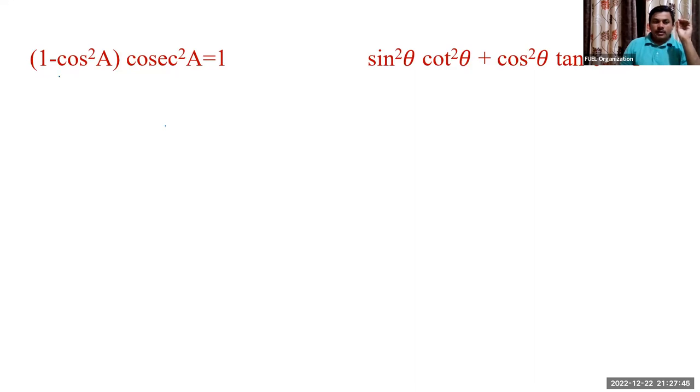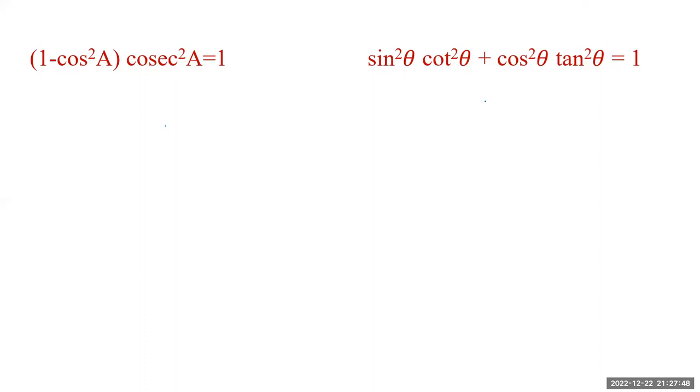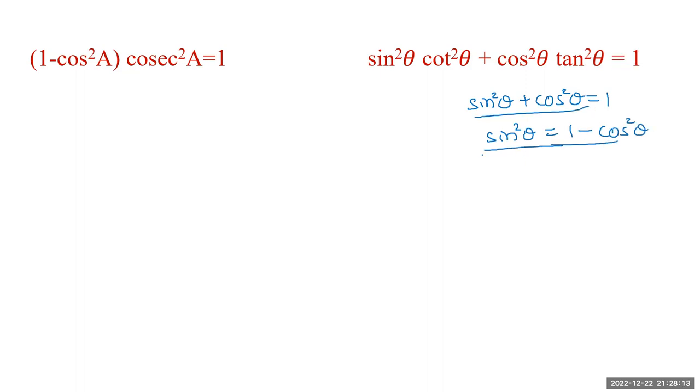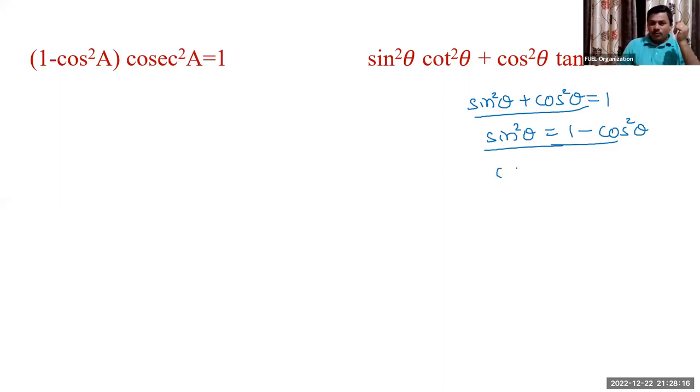1 minus cos square theta, you can write it as sine square theta. Very good. So we have studied the identity sine square theta plus cos square theta is equal to 1. If you want only sine square theta, shift cos square theta to the right hand side, you get 1 minus cos square theta. And if you want only cos square theta on the left hand side, you get 1 minus sine square theta. So here I have 1 minus cos square theta, you can write it as sine square theta.